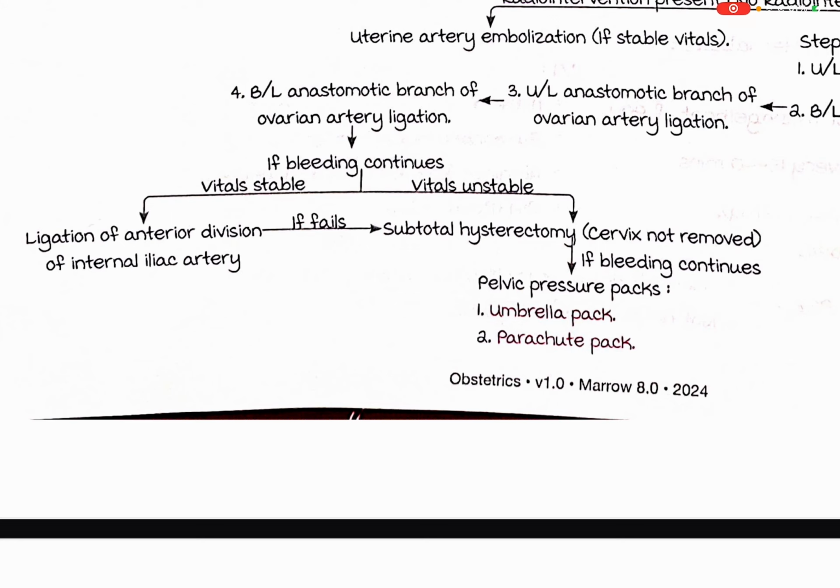If this fails, subtotal hysterectomy; the cervix is not removed. If vitals are unstable, go directly to subtotal hysterectomy; the cervix is not removed. If bleeding continues, pelvic pressure packs: umbrella pack, parachute packs.